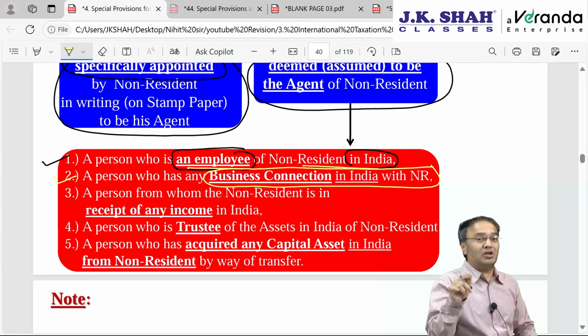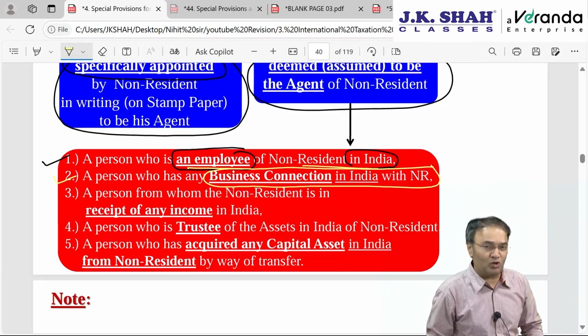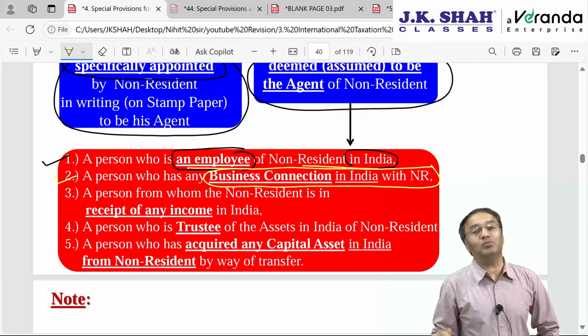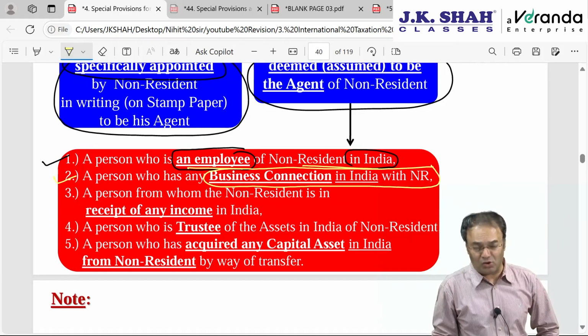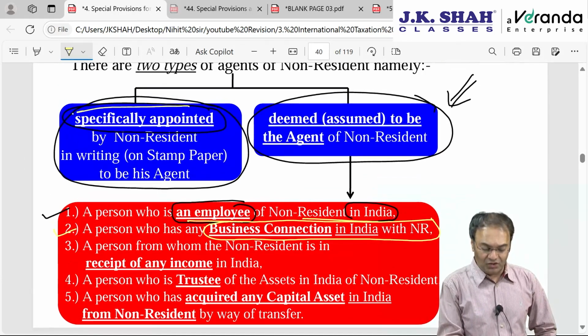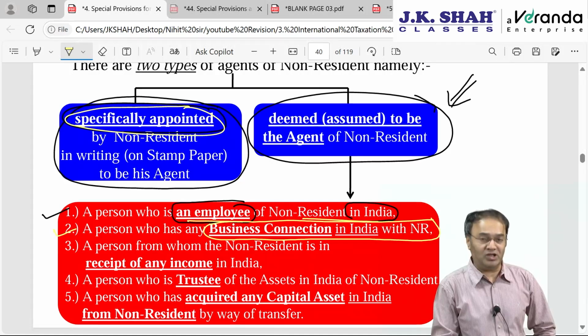So the non-resident gave me 100 crore and he trusted me. He said, you invest wherever you want to, profit we will share 50-50. In such a situation, I will be deemed to be the person having a business connection with the non-resident. If the non-resident had forgotten to appoint somebody in writing, then the department will look at me. They will try to treat me or assume me to be the agent of that non-resident.